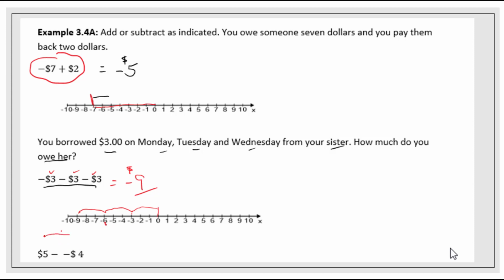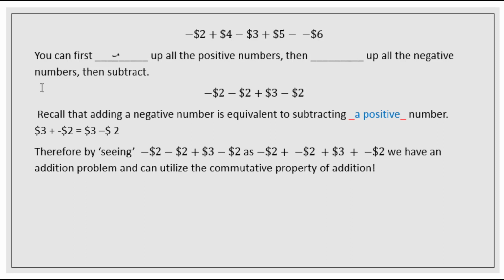This one here, when you see two negatives, subtracting a negative is the same as adding. So when you see two negatives, you can just cross them out and put a positive. This would be $9. This is part of the same one, but I want to start with this one first. It says adding a negative number is equivalent to subtracting a positive number. So these two forms here, 3 plus a negative 2 and 3 minus 2, are identical.